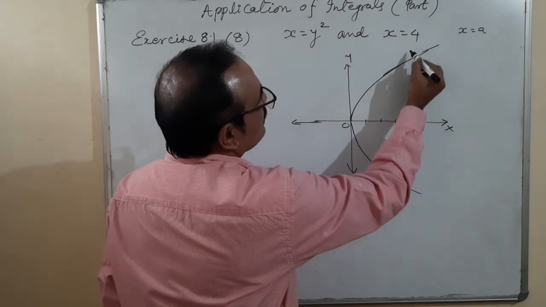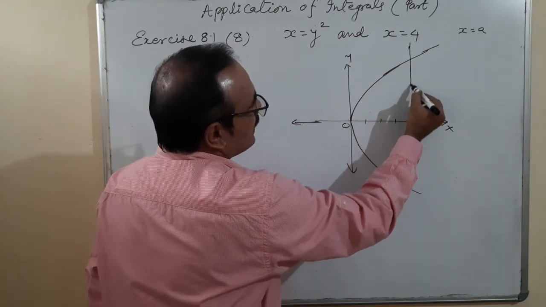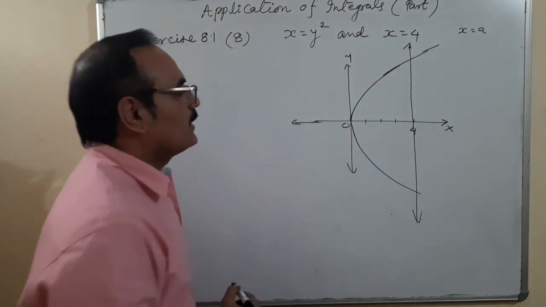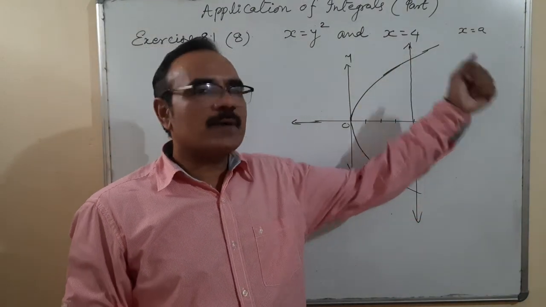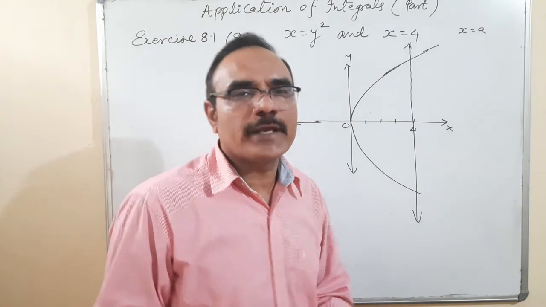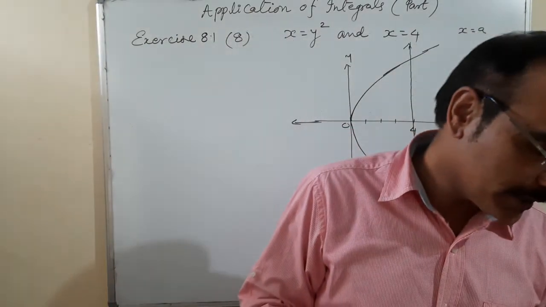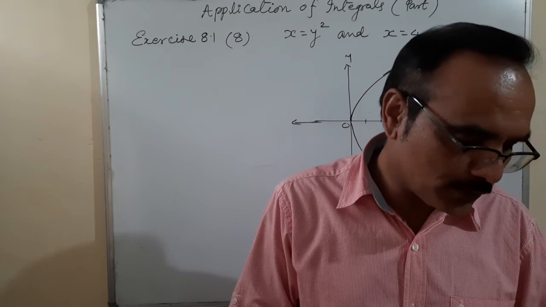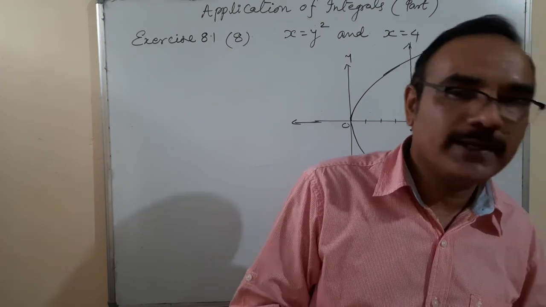This is 4. x is equal to 4. That means the line which is parallel to the y-axis. This is the area which is divided by the line x is equal to a into two equal parts. Clearly it is mentioned that the area between x is equal to y square and x is equal to 4 is divided into two equal parts by the line x is equal to a.